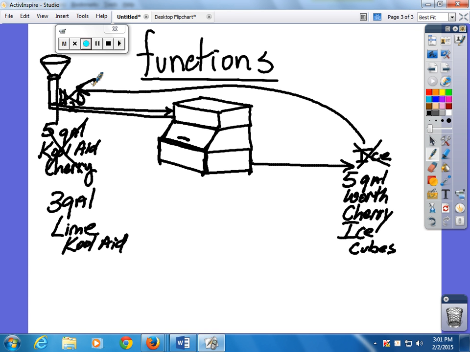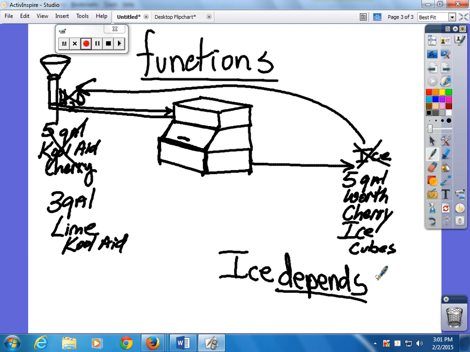So what depends on what? That's not rhetorical. I'm asking. Ice depends on the water. So let's write that down. Ice depends, and I want you to underline the word depends, on the Kool-Aid, or whatever, the water. Alright, now let's go back. You can write that down somewhere to the side.